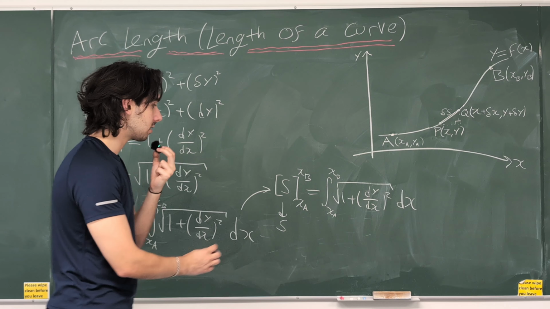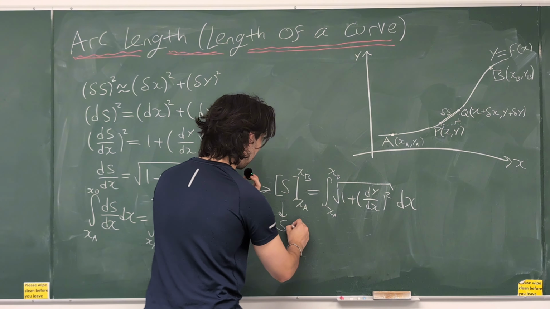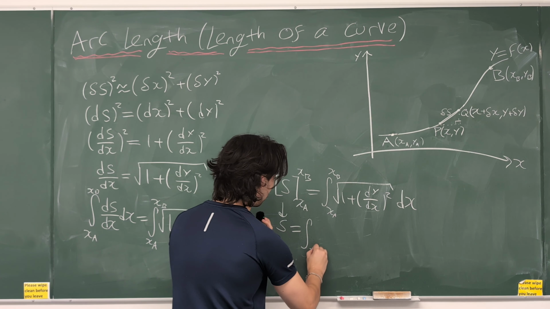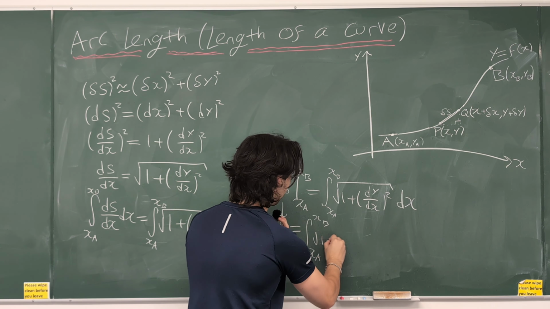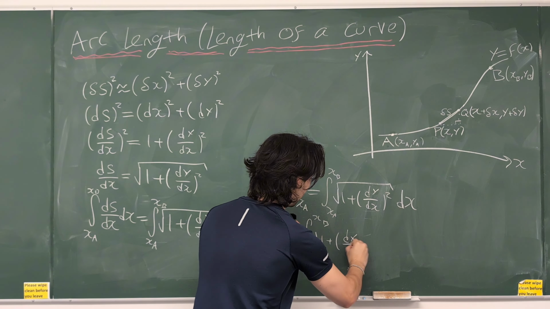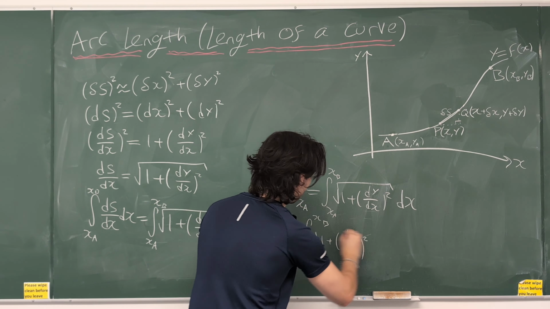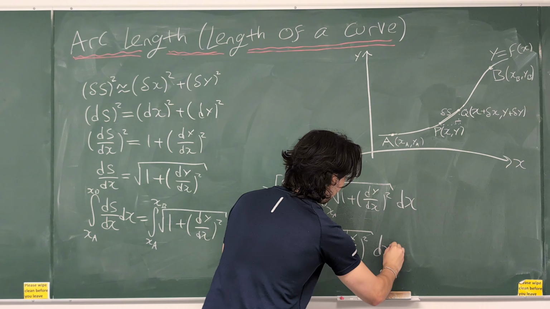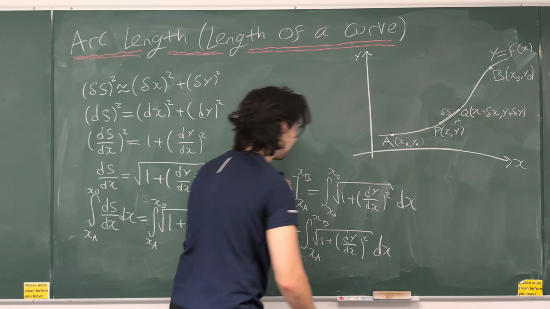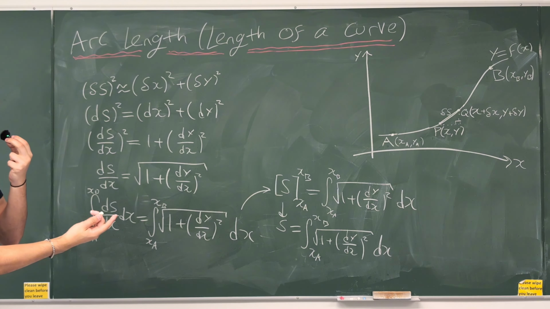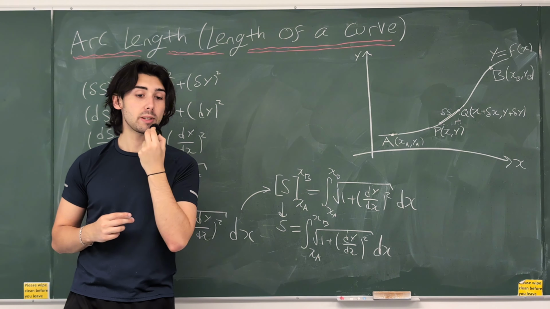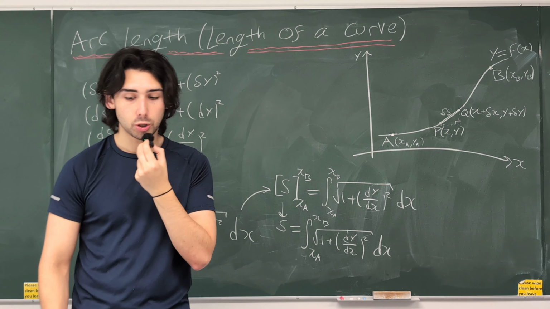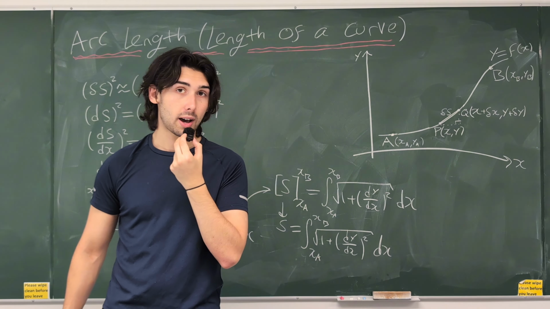If that makes sense. And so s, which is the arc length, is just the integral from xa to xb of the square root of 1 plus (dy/dx) squared dx. That is the idea. That is the formula for the arc length. Now, to see it in action, because I think an example would be super useful here, let's go and do an example and see what happens.